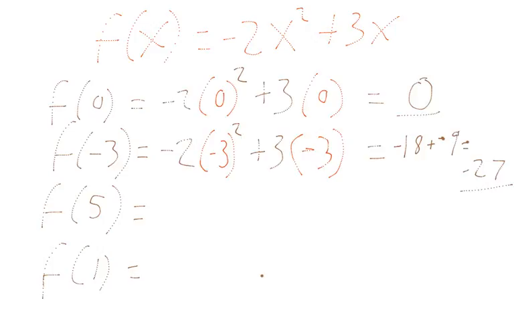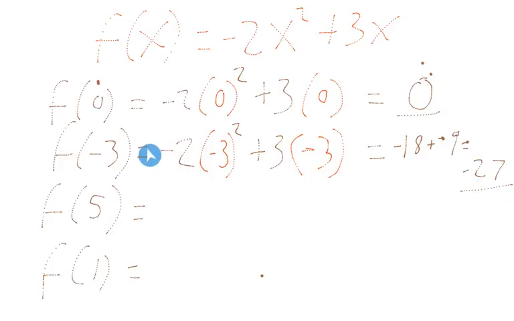Here's the first 2. If I plug in 0 for x, well, guess what? I also get 0 back for y. Because 0 squared is 0, and then 3 times 0 is 0, easy enough. If I plug in -3, I get -2 times -3 squared. -3 squared is positive 9. -3 times -3. So that's -18. And then plus -9 gets me -27.